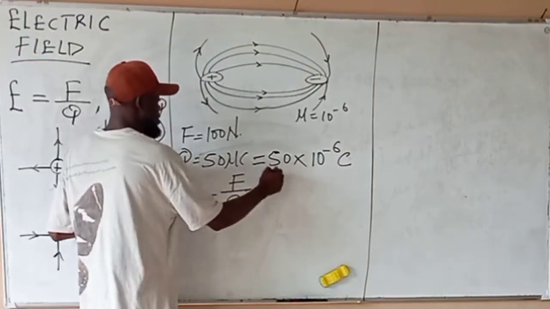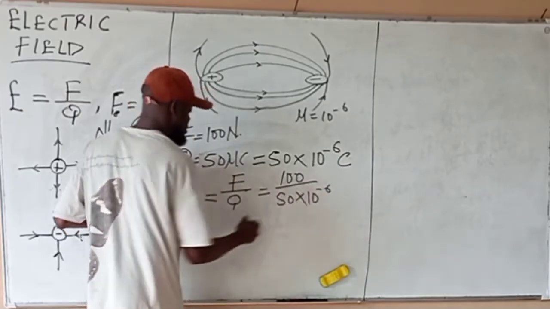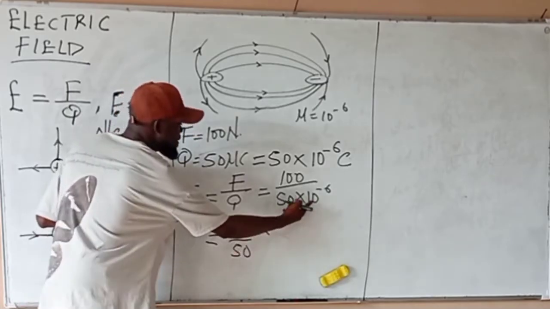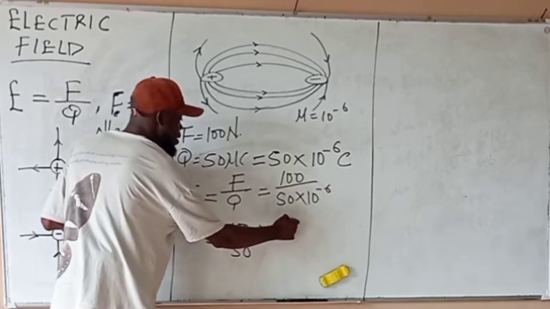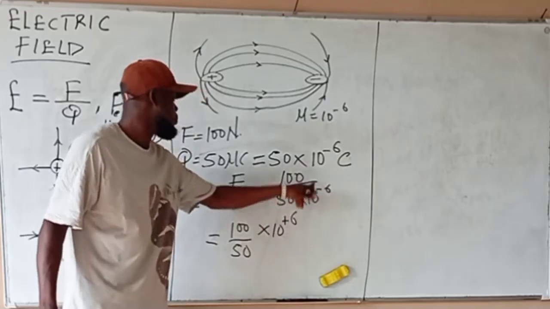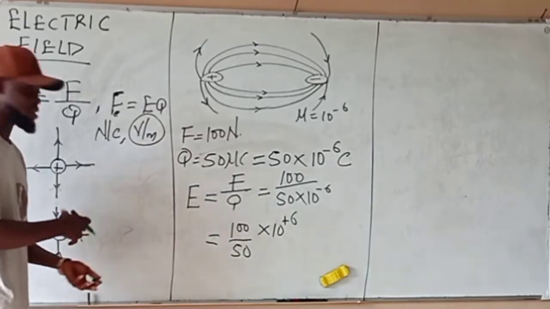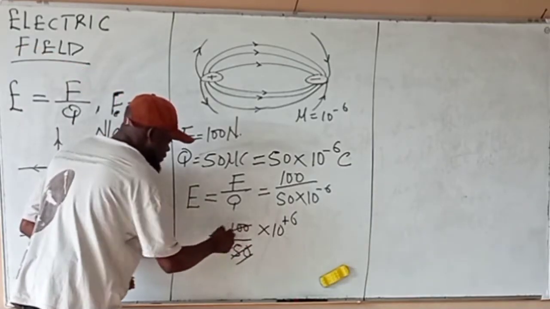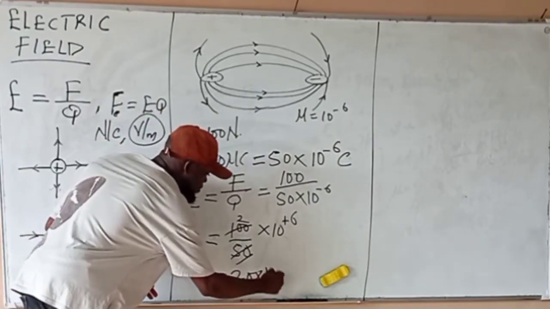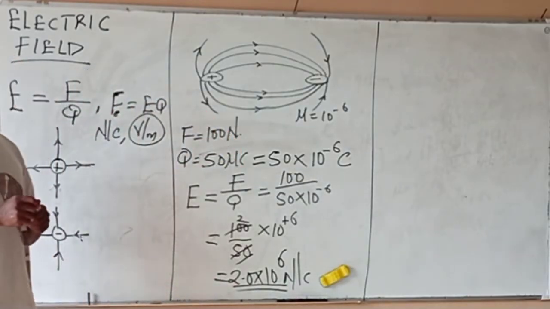So we're going to have 100 divided by 50 times 10 raised to the power minus 6. If this 10 to the power minus 6 moves to the upper side, the minus will change to plus, from indices. Then 50 goes into 50 once, and 50 goes into 100 twice. So this will give us 2.0 times 10 to the power 6 newton per coulomb. That is the strength of the field.